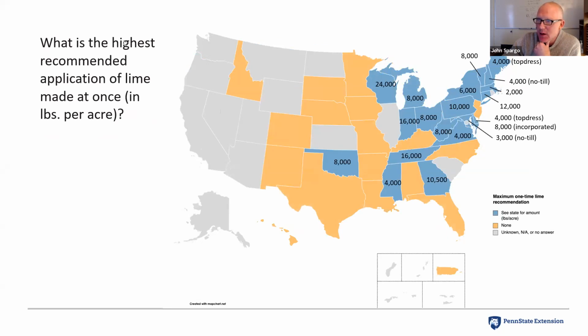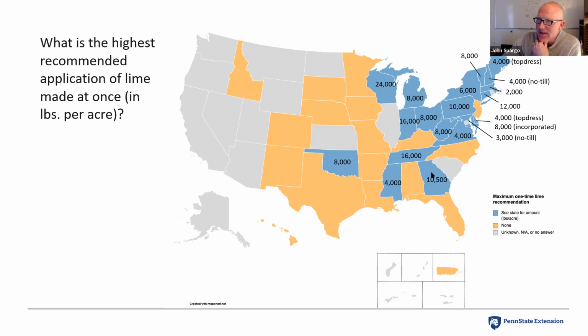Frank mentioned many states cap their lime recommendations at a certain threshold. That was one of the things we asked about. So these in blue have some ceiling limit, the maximum amount of lime that they would recommend being put out in one application. And it ranges everywhere from 2 tons or 4,000 pounds all the way up to 24,000.